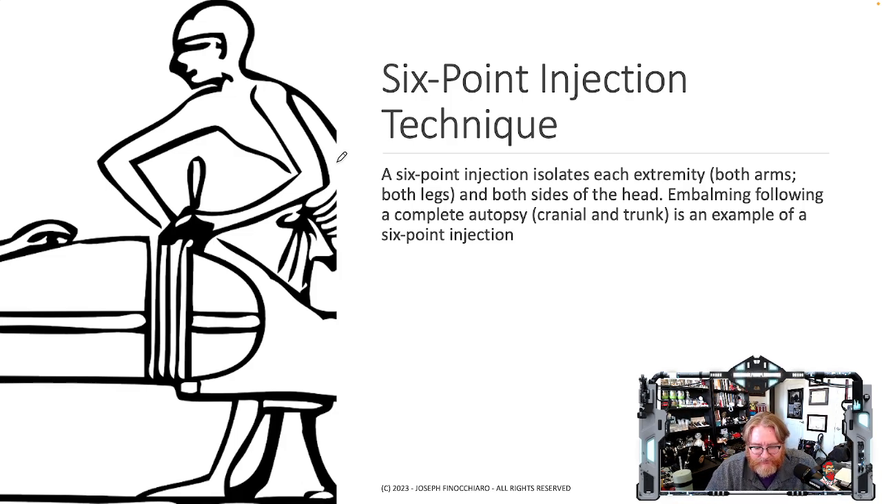A 6-point injection isolates each extremity, both arms, both legs, and both sides of the head. Embalming following a complete autopsy, cranial and trunk, is an example of a 6-point injection. Now, typically, again, we are looking at something to inject each one of the lower limbs.